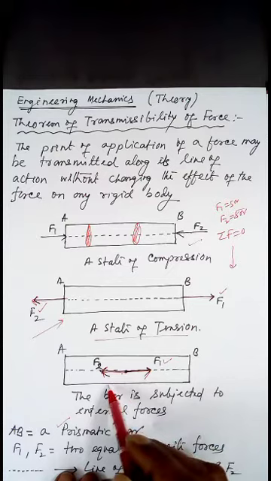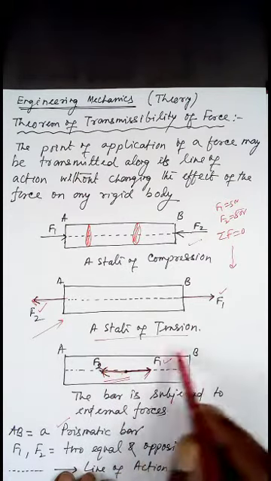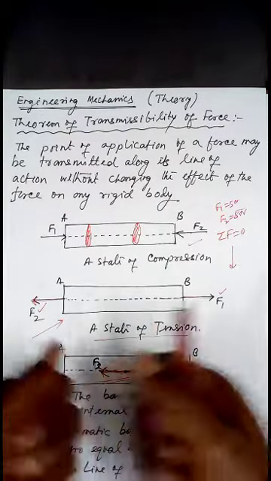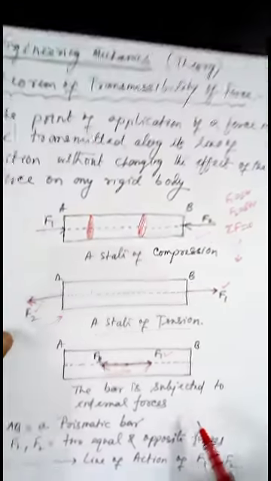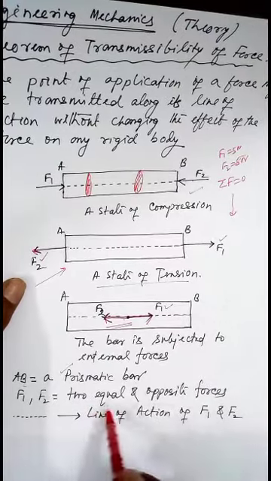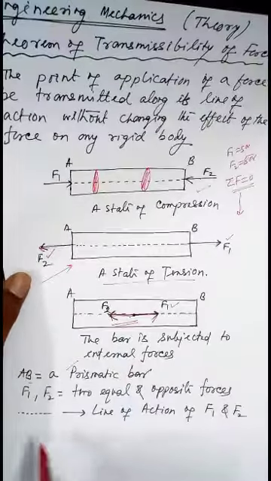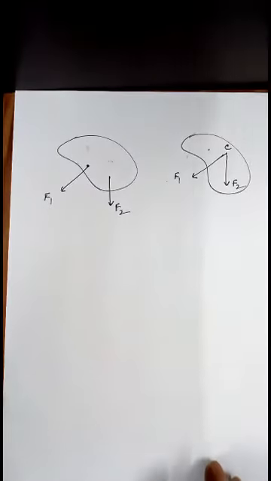So now look at the case. Within it, this prismatic bar is subjected to internal force, right, within it. So AB is a prismatic bar, means having the same cross section at all points. F1 and F2 are two equal and opposite forces, therefore sigma F is equal to 0. The dotted line is the line of action of F1 and F2.